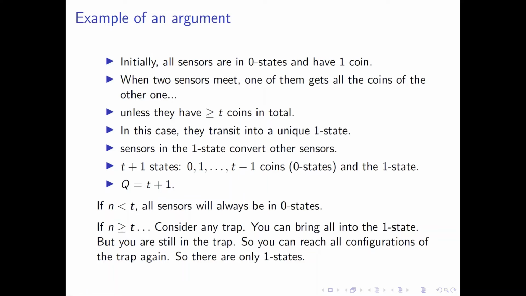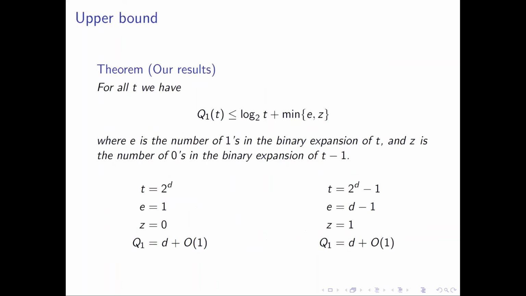And so while you are in the trap, you can reach a configuration in which all sensors are in the one state. But since you're in the trap, it means that you can reach all configurations of this trap again. And you can now just observe that once all sensors are in the one state, they will always be in this one state. So this basically means that in the whole trap, there are only one states. And this is exactly what is required by our alternative definition.